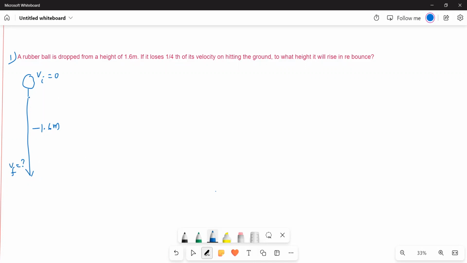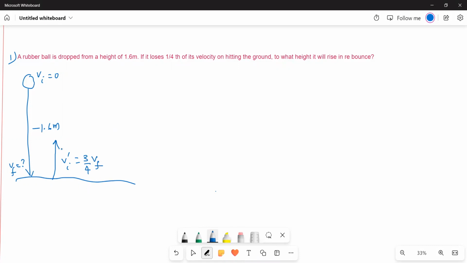Then next, what happens after hitting the ground? This is the ground. After hitting the ground, the ball rebounds and goes up. While going up, the data gives the initial velocity Vi as this velocity minus 1/4 Vi, or I will write here 3/4 of the initial velocity. That means it is losing 1/4 of the velocity. That is why it has the velocity of 3/4 Vf, or whatever it may be. Let me write it as Vf.